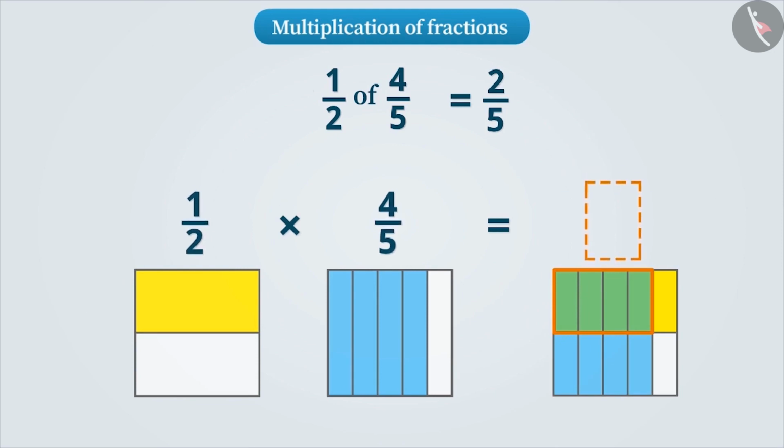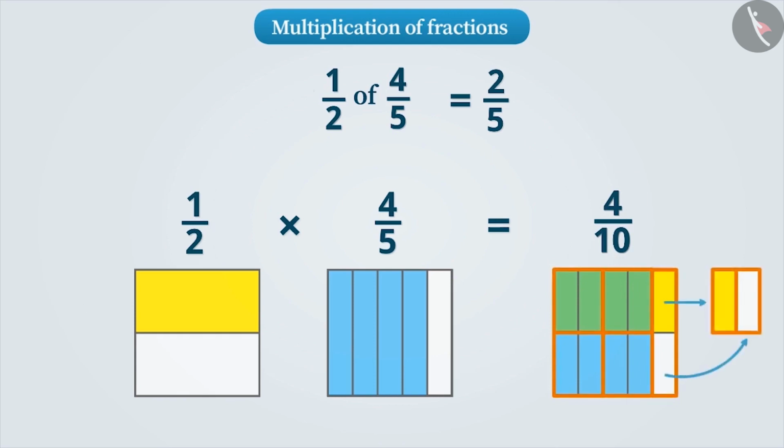multiplication. As you can see, there are a total of 10 parts out of which 4 are common shaded parts. So this part is 4/10 of the full square. If we transform these 10 equal parts into 5 equal parts, there are 2 common shaded parts out of the 5 equal parts. Hence, we can write 2 by 5 instead of 4 by 10.